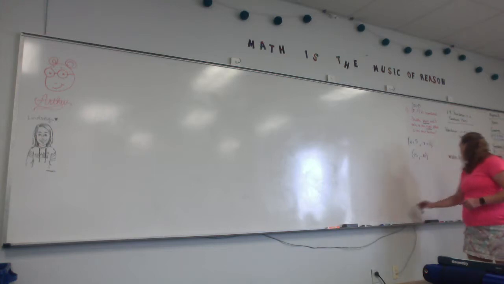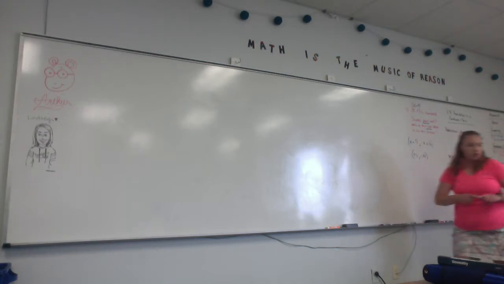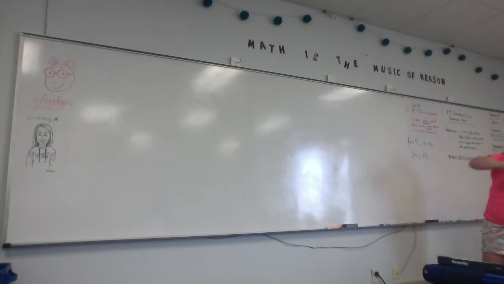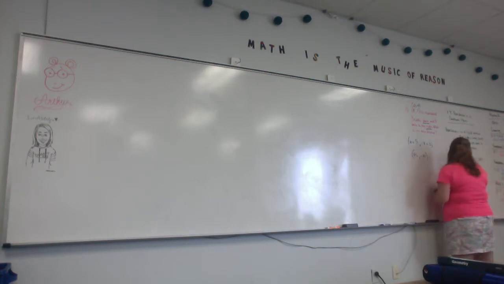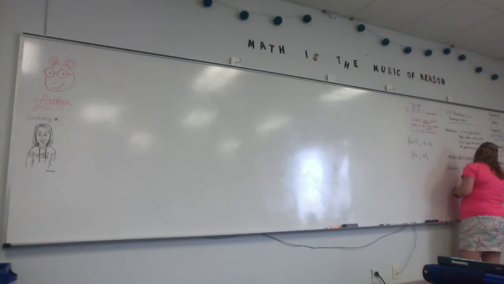A transformation that creates a congruent figure. We might have talked about this yesterday. A transformation that makes a congruent figure is called an isometry. Have you heard of that before? Isometry? So it is a translation that creates a congruent figure.